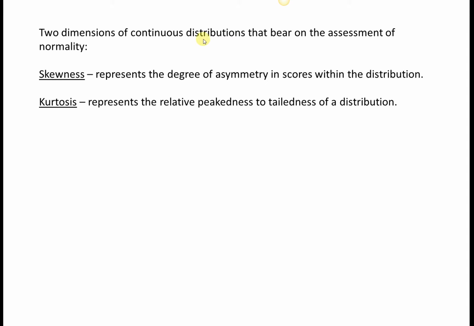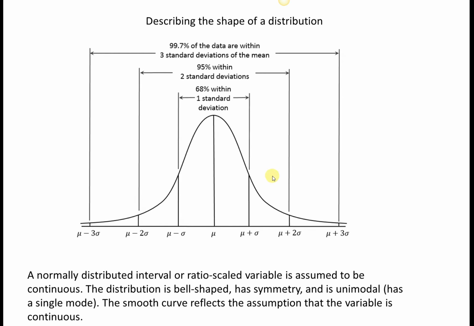There are two dimensions of continuous distributions that bear on the assessment of normality. There's skewness, which represents the degree of asymmetry in scores within a distribution, and kurtosis, which represents the relative peakiness to tailedness of a distribution. So here's an example of a normal distribution. Basically a normal distribution exhibits this type of shape.